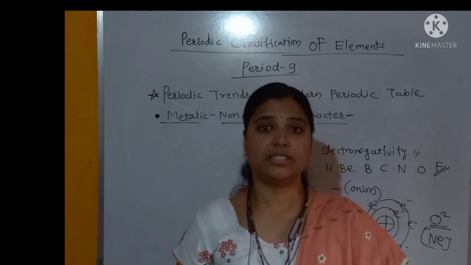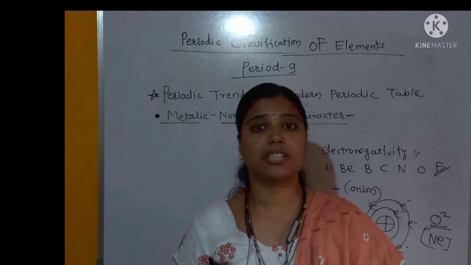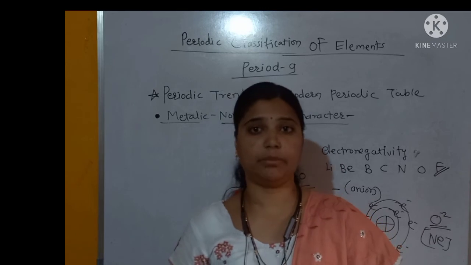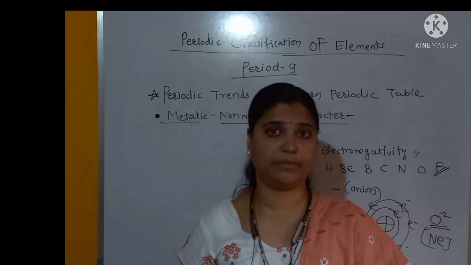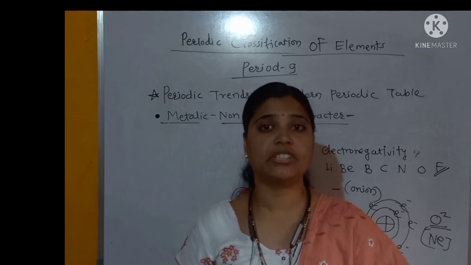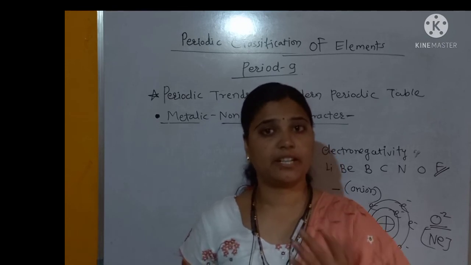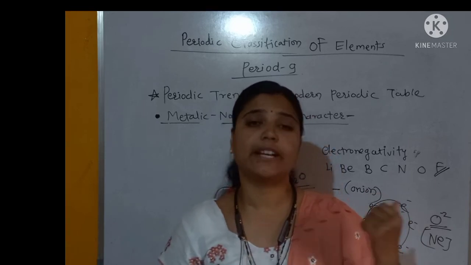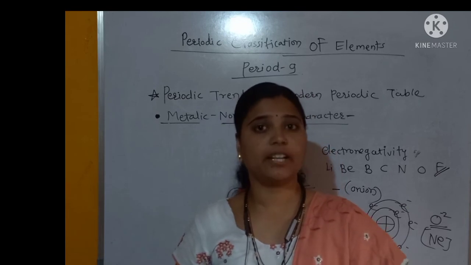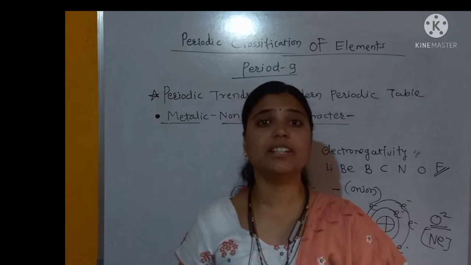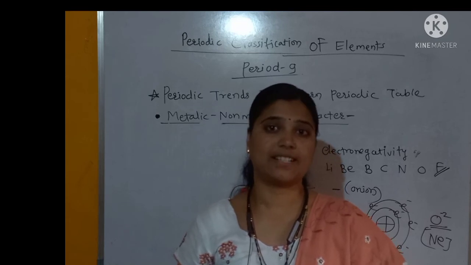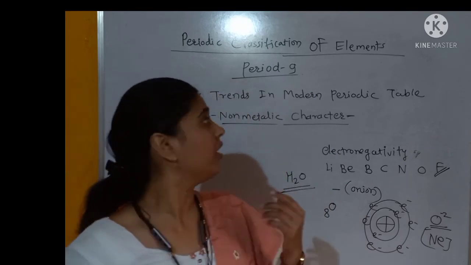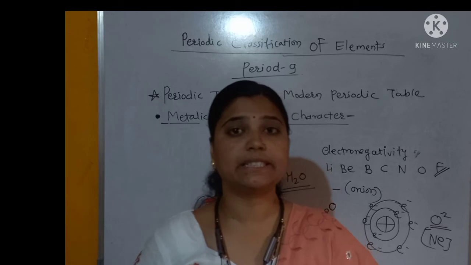So every element in the periodic table wants to become stable, and due to this stability they sometimes donate their electrons and sometimes accept electrons from other elements. It depends on their nature. Some are electropositive, meaning they donate their electrons and acquire the noble gas electronic configuration, and electronegative elements accept electrons from other elements and attain noble gas configuration and become stable. So this is the metallic and non-metallic character of elements in the periodic table.